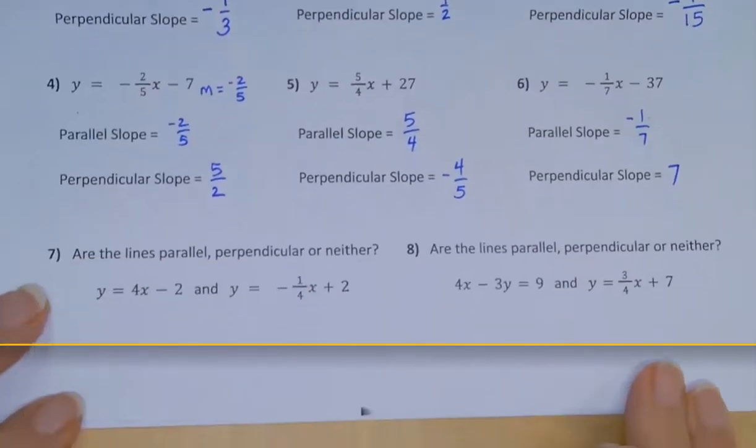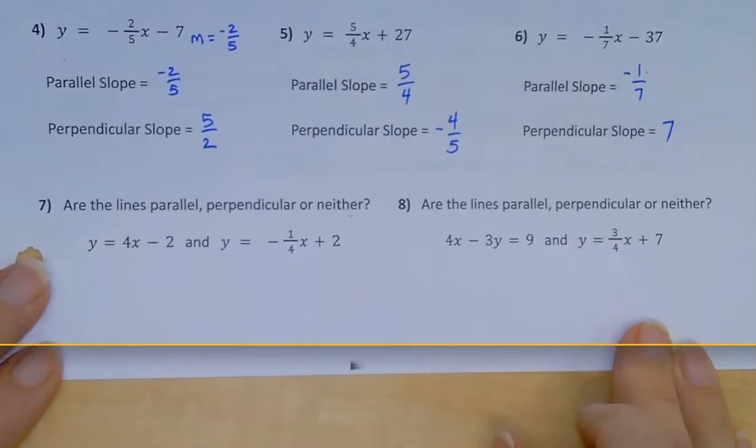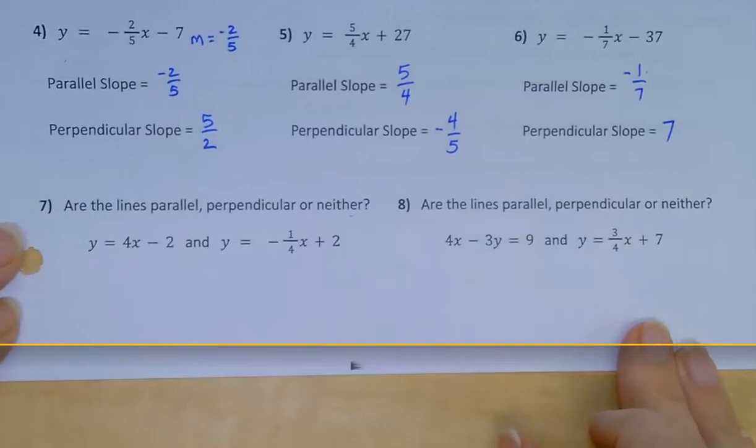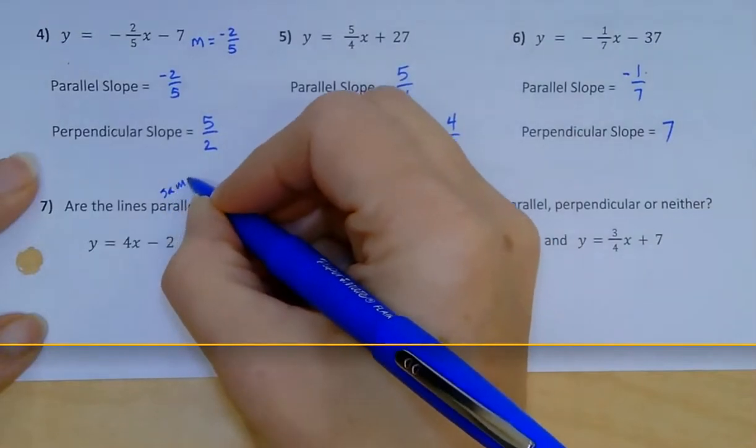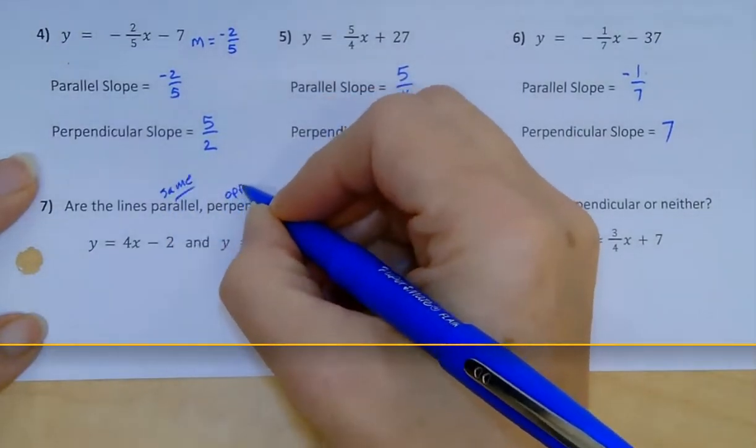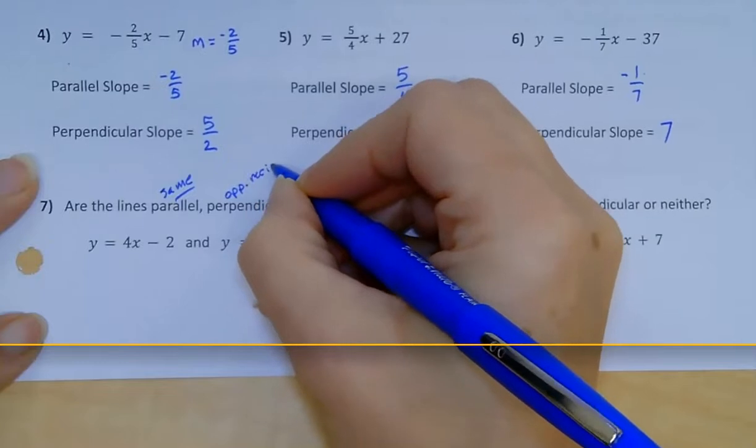All right, for these next problems, we're going to look and decide, are these lines parallel or perpendicular or neither? So we just need to compare slopes, right? If the slopes are exactly the same, they're parallel. If they're perpendicular, they're opposite reciprocals. If they're neither, they don't have the relationship of same or opposite reciprocal. I'll also show you what I mean.